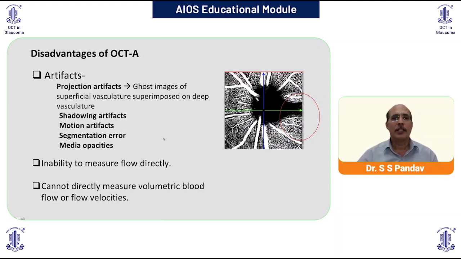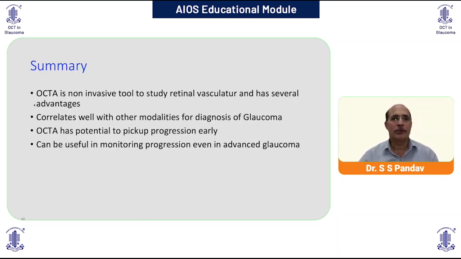Also, the values that we get on OCTA are not actually true flow values. They're an indirect measure of what's happening in the RBCs, because OCTA is looking at the motion of the RBCs in the vascular bed, and from there it indirectly deduces the amount of blood present in that area, but it is not giving you the true blood flow values. That is a disadvantage, and it also cannot directly measure the volumetric blood flow or the flow velocities. So it has its limitations in that regard, but still it's a very useful technique.